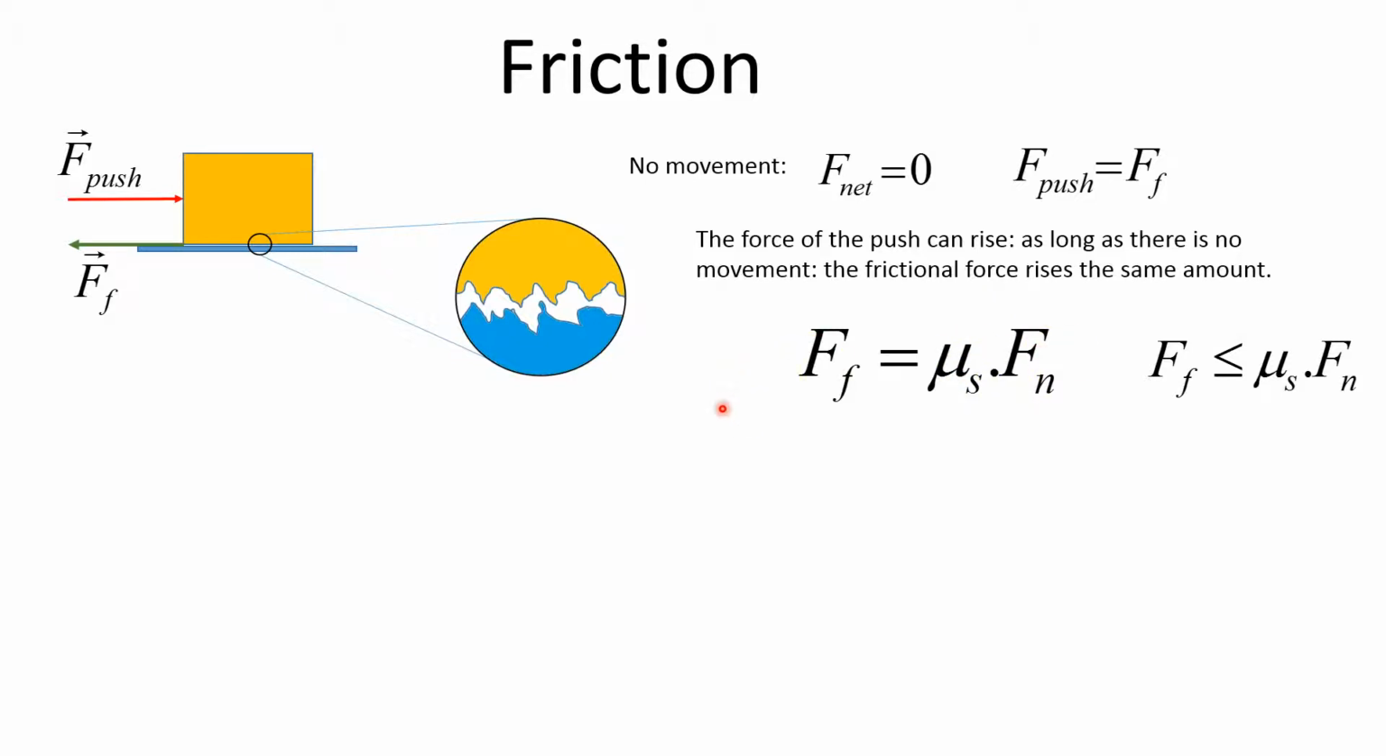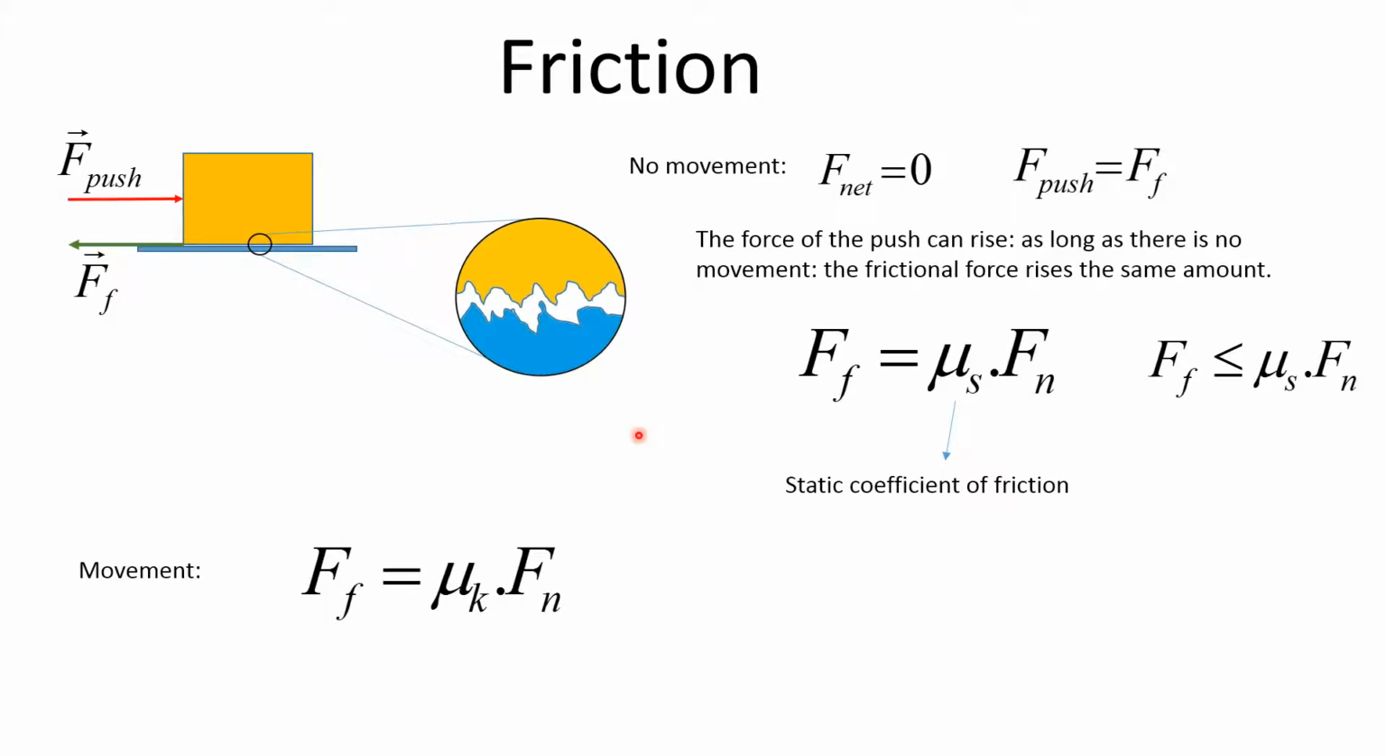When I am at the point of just starting to slide, the box just started to slide, at that moment the frictional force will be equal to the normal force times the static coefficient of friction. When there is movement, I have the same formula, only I use a different constant. It's the kinetic coefficient of friction, which is a little bit lower, or much lower, it depends on the situation, which is in any case lower than the static coefficient.